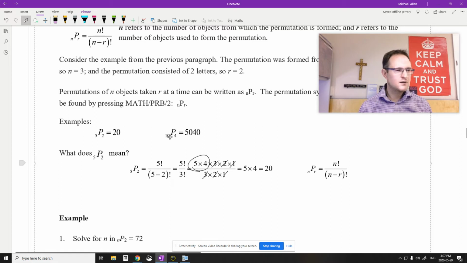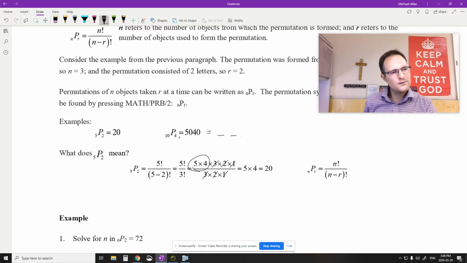So what does 10p4 represent? We have 10 numbers. I want to choose 4. I could just do this one pretty easily. I can say, okay, I want 4 places, 10 numbers. But what it actually means is I have all my numbers in order, 10 factorial, divided by 10 minus 4 factorial, which is going to get rid of 6 of my numbers. That's what it ends up being. And then you can expand that out.